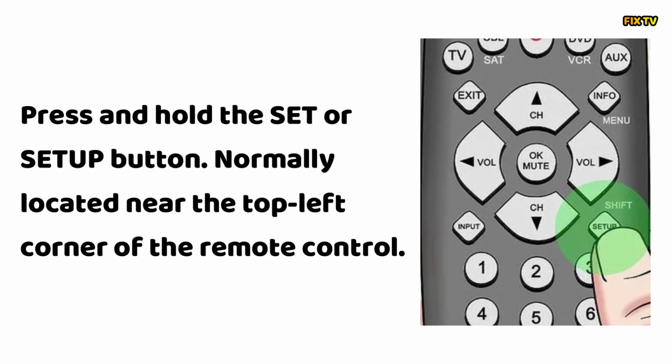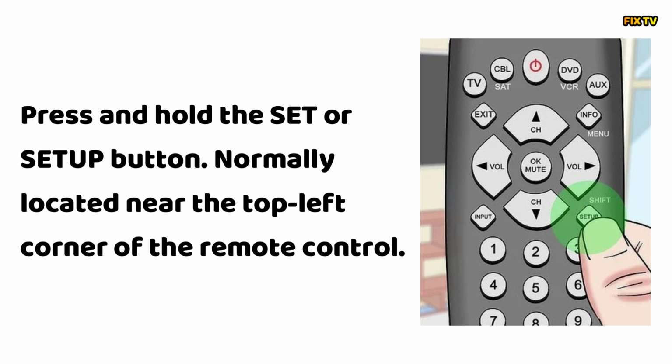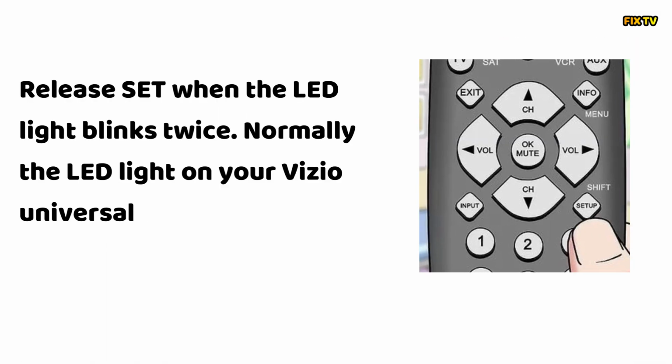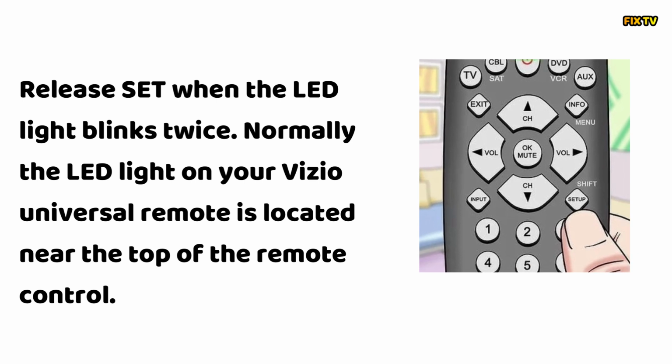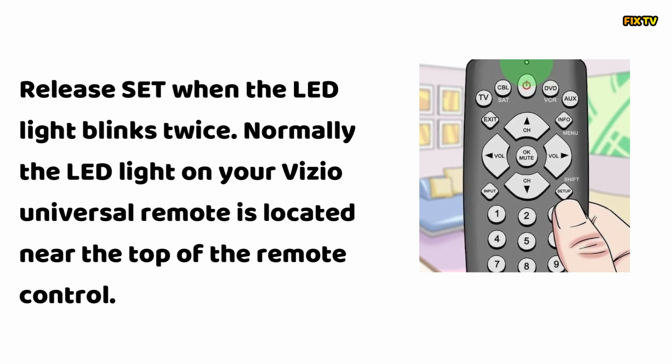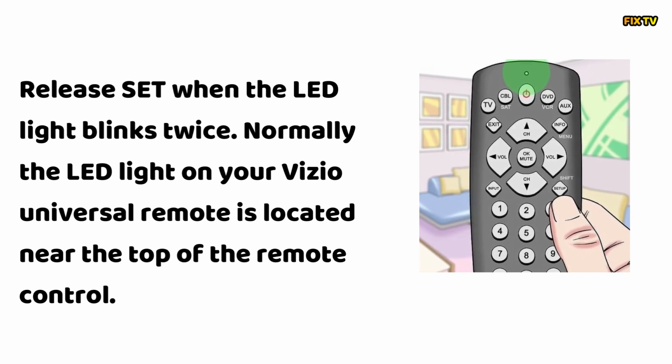Press and hold the Set or Setup button, normally located near the top left corner of the remote control. Release SET when the LED light blinks twice. Normally, the LED light on your Vizio universal remote is located near the top of the remote control.